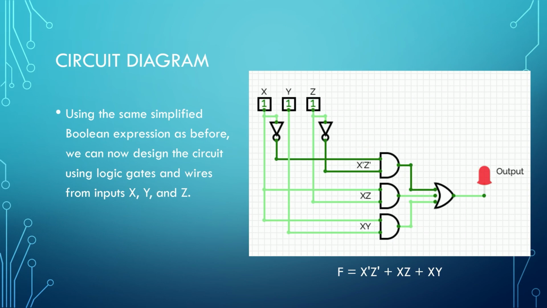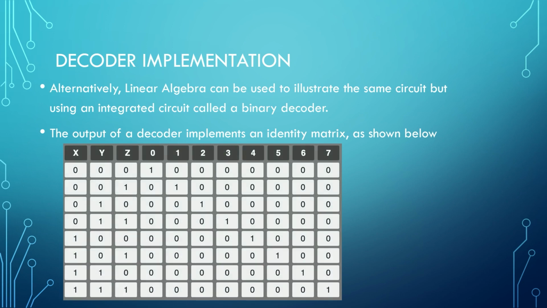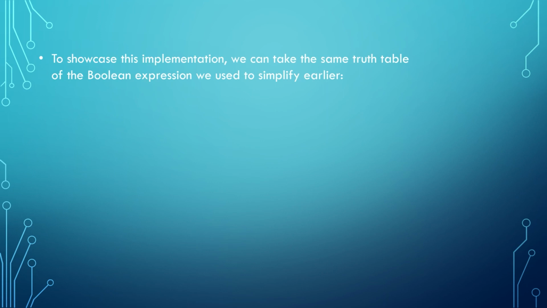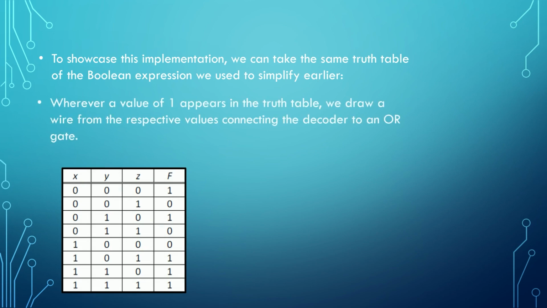Let us look at the decoder implementation. Alternatively, linear algebra can be used to illustrate the same circuit but using an integrated circuit called a binary decoder. The output of a decoder implements an identity matrix as shown below. To showcase this implementation, we can take the same truth table of the Boolean expression we used to simplify earlier. Whenever a value of 1 appears in the truth table, we draw a wire from the respective values connecting the decoder to an OR gate.